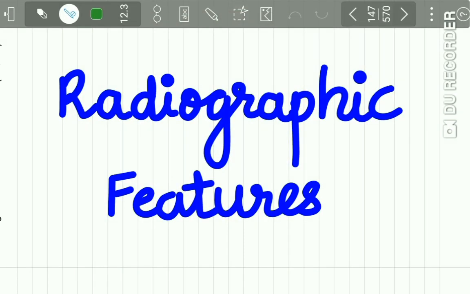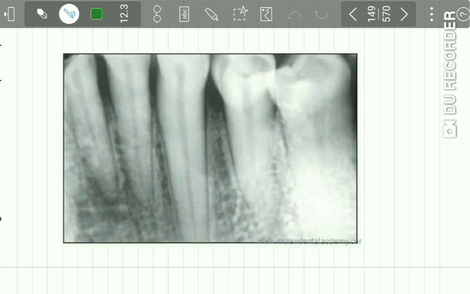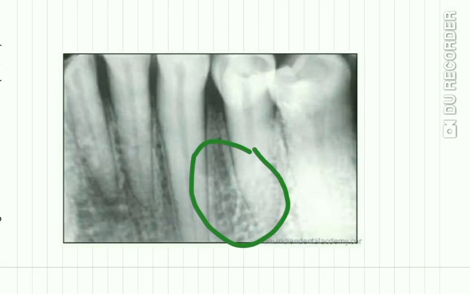Talking about the radiologic features, there are no obvious radiologic features shown as this lesion is a soft tissue lesion. It may sometimes cause superficial erosion of the cortical bone. As you can see in this picture, here you can see a little erosion of the cortical bone.